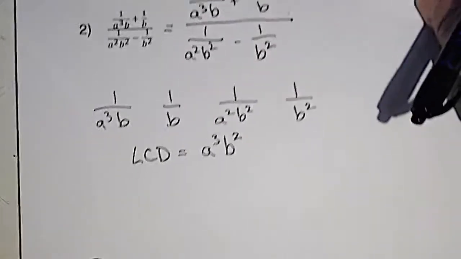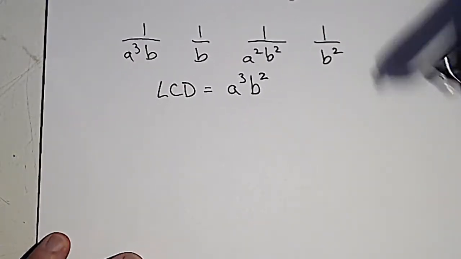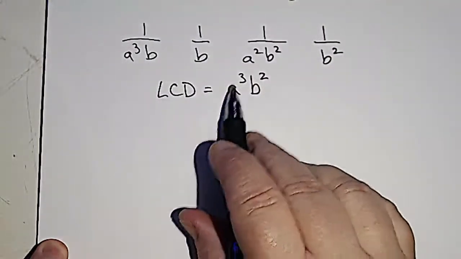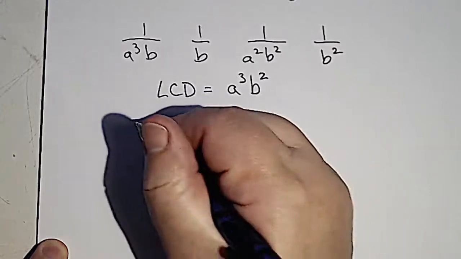So this is what I'm going to do. I know you can't see the problem, but you got to take my word for it. I'm going to write it down. I'm going to take A cubed B squared times each of those.